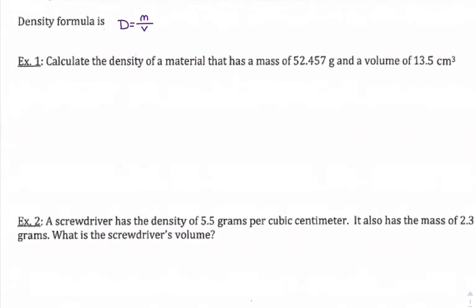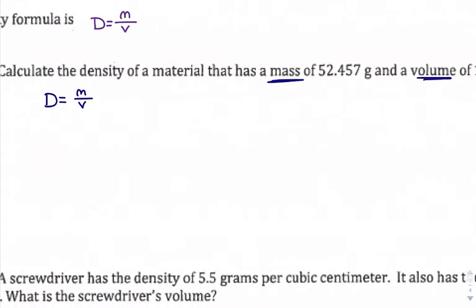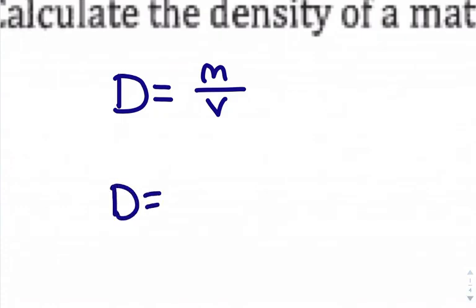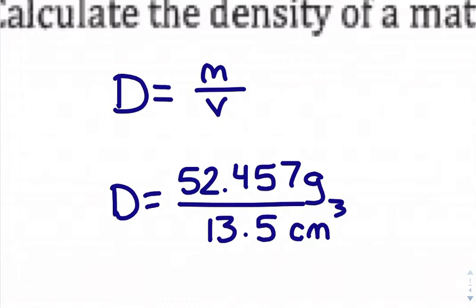To calculate the density of a material that has a mass of 52.457 grams and a volume of 13.5 centimeters cubed, we use our density formula. So our density formula is D equals M over V. I notice that I have a mass and I have a volume. So your mass is 52.457 grams over, and then your volume was 13.5 cubic centimeters. So make sure you include those units.